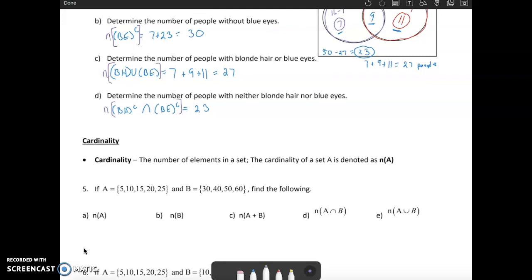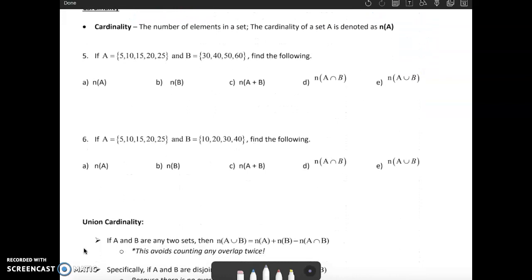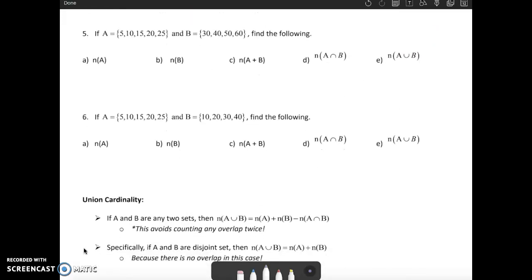And we did talk about in a prior note section that sometimes you can have a lot of elements to list, and it could be easier to just simply say how many there are and not actually try to list them all. Okay, so our next question is number 5. If we have a set A, which is the elements 5, 10, 15, 20, and 25, and a set B, which is the elements 30, 40, 50, and 60, find the following. So find the number of elements in set A.